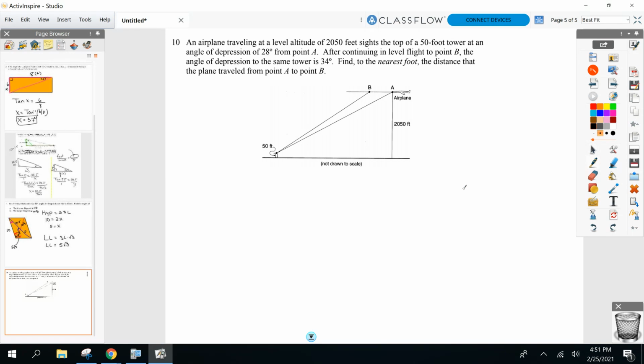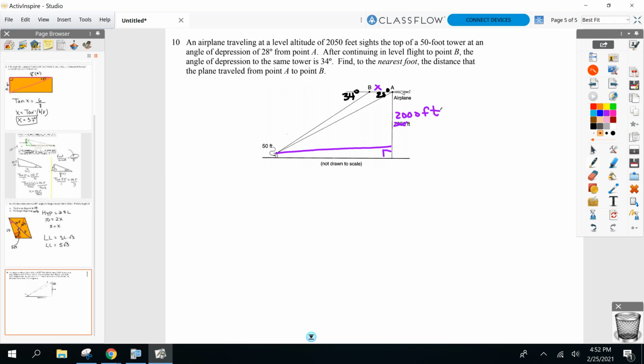Angle of depression of 28 from point A. All right, so this would be my 28 from point A. And where's the other one? 34 degrees from point B to the same tower. Okay, so there's my 28 and 34 for angle of depression. Find the distance from A to B. We'll assume that's a right angle. That's 50 here, so if I draw this over here, that's now going to become 2,000.